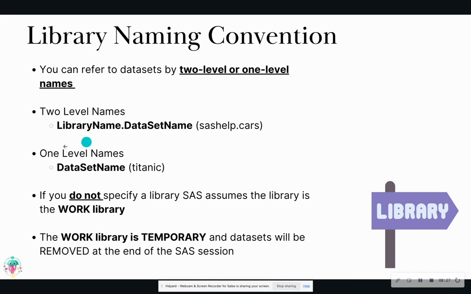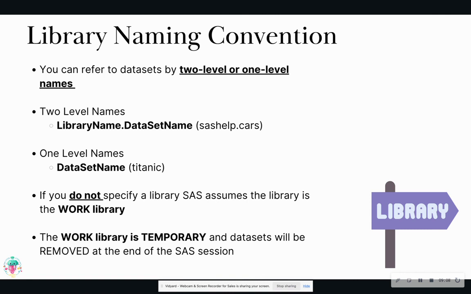So you can refer to data sets based off of its library and then the name of the data set itself. In this example, you're going to see me use a lot of built-in data sets in the SASHELP library. So I'm going to refer to things like sashelp.cars, sashelp.class, and so forth. And then there's 1-level names, where you can refer to the data set based off of just the name of the data set. However, if you use 1-level names, it is only going to look for that data set inside of your work library. So if you don't give it a library, it assumes work is the library.